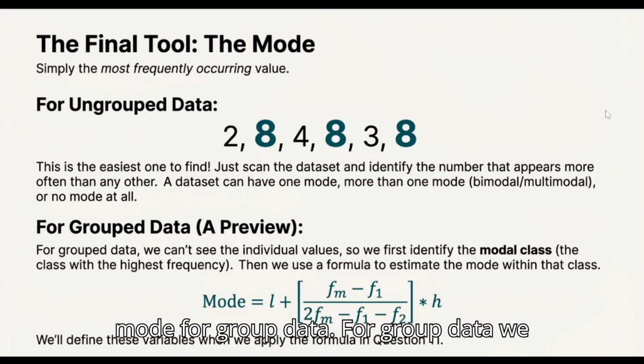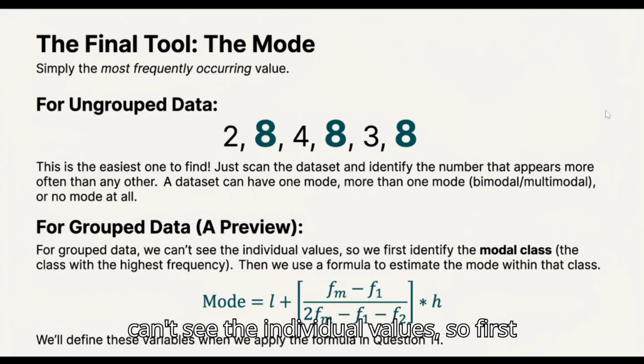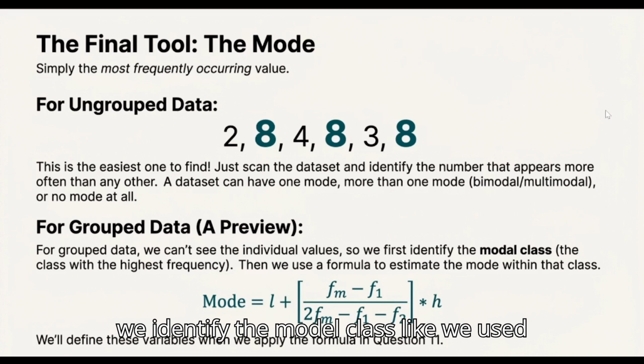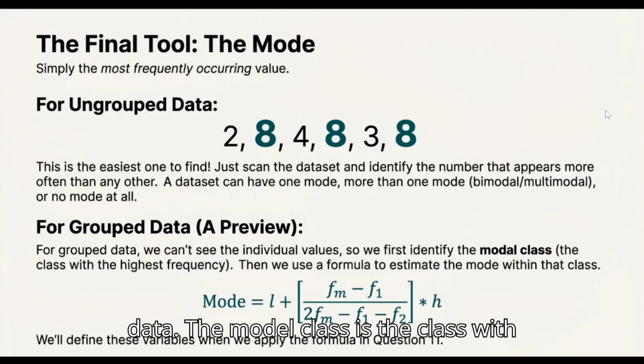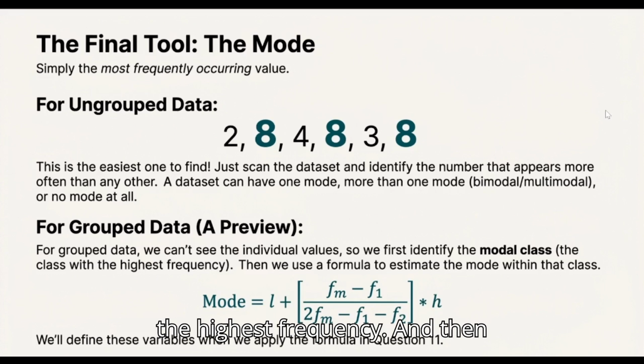For grouped data, we can't see the individual values. So first we identify the modal class, like we used to identify the median position in grouped data. The modal class is the class with the highest frequency. And then we use a formula to estimate the mode within that class.